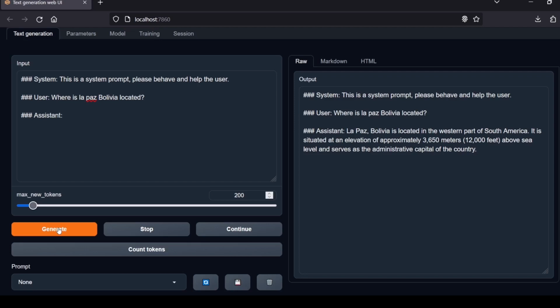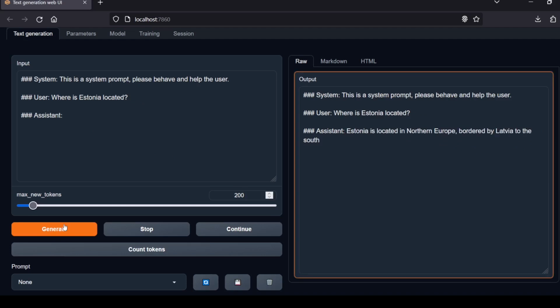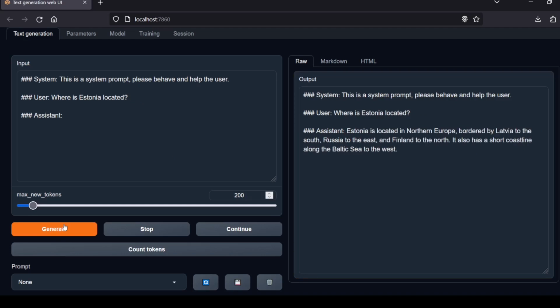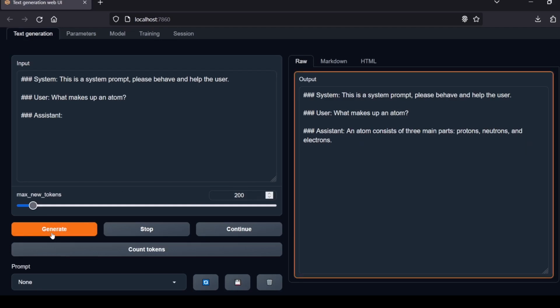Local lab rating, pass. Next question: where is Estonia located? Again, the model nailed the geography by stating Estonia is in northern Europe bordered by Latvia, Russia, and Finland. It even mentioned Estonia's coastline on the Baltic Sea. Local lab rating, pass. Next question: what makes up an atom?